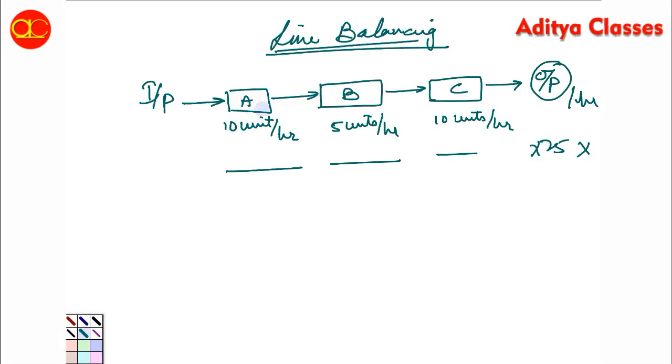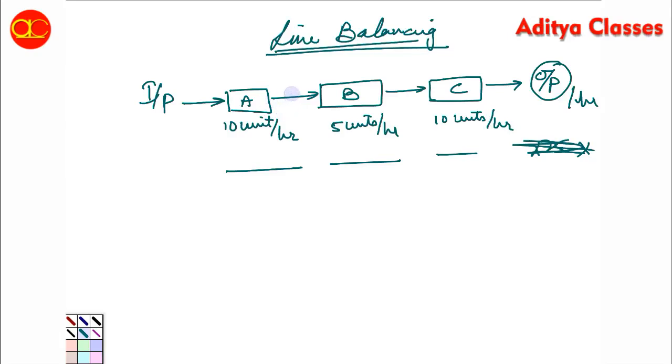So I cannot say that I get 10 units from A, then I get 5 units from B, so 15, then I get 10 units from C, so I get 25. No, they are not working as a standalone system. Rather, they are working in an assembly line. What happens in an assembly line? My input comes on A, raw material. From A it gets transformed, and A can transform 10 units an hour.